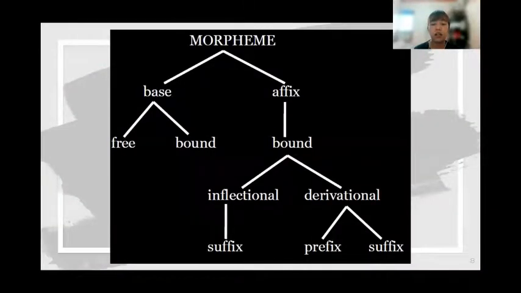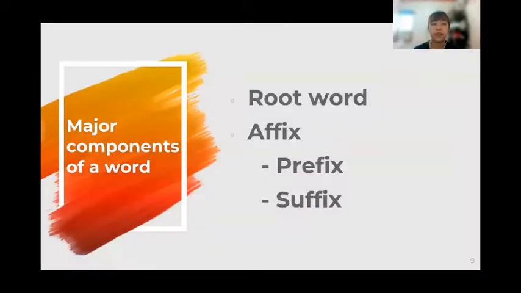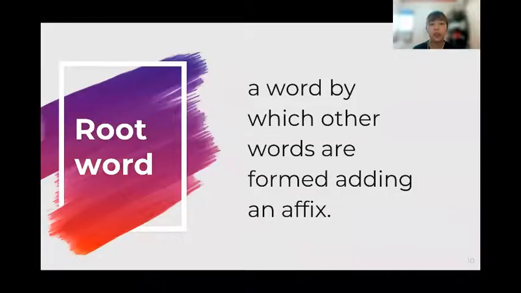So these are some of the topics that we are going to discuss, which comprise your morpheme. For now, we're going to discuss the major components of a word. The major components of a word are as follows: your root word and your affix. Your affix could be classified as prefix or suffix. A root word is a word by which other words are formed by adding an affix. The simplest or base form of a word, we call your root word.